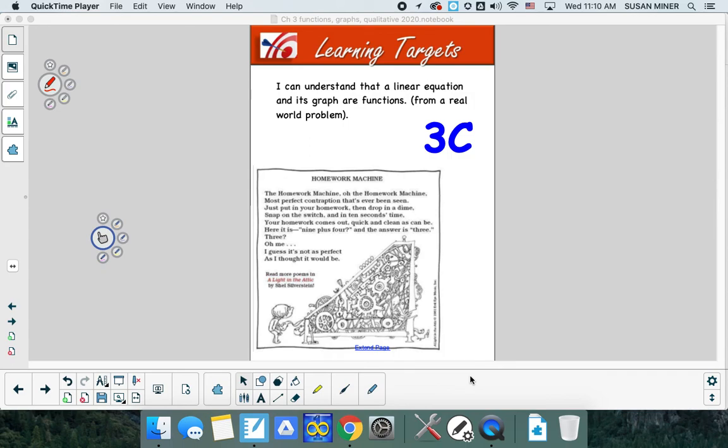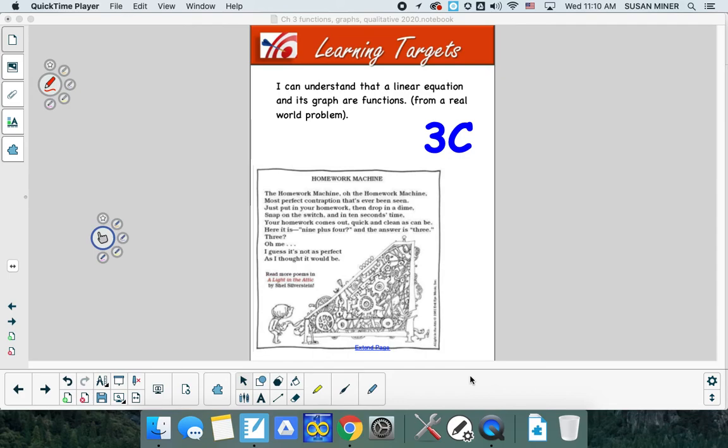Guys, this is Ms. Miner, and today we're going to be doing lesson 3C. Our goal for today is to be able to understand that a linear equation and its graph are functions. And we're going to use real world problems or story problems, an example from something you might see in the real world in order to accomplish our goal for today.